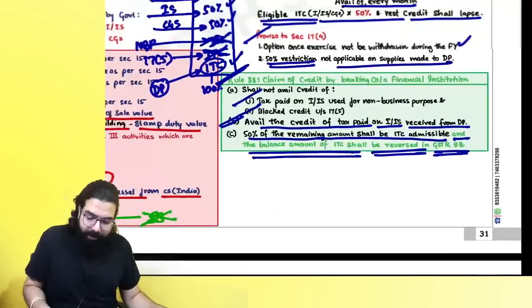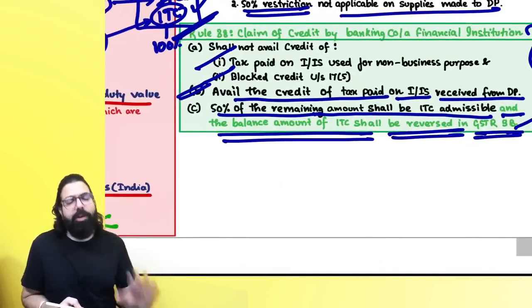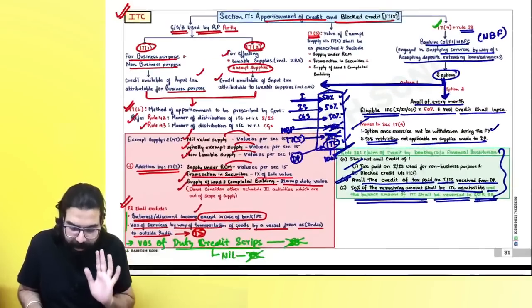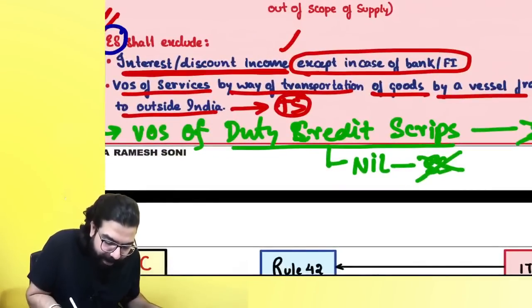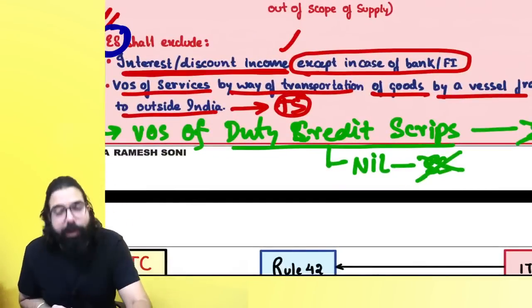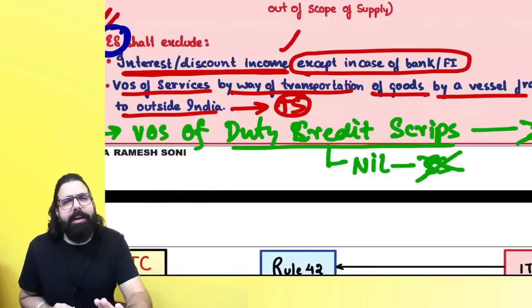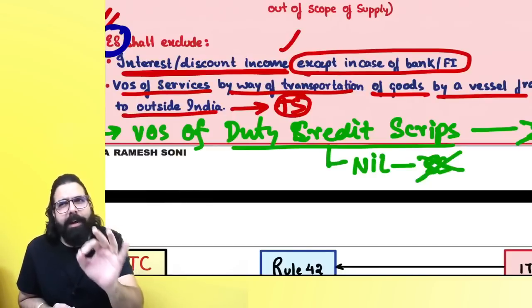Everyone over here, sir, why have you written everything in green? Actually, I'll tell you, there is no amendment in this chart. Only one small amendment: exempt supply, you should exclude, meaning this will not be considered as exempt supply. The value of supply of duty credit scrip.